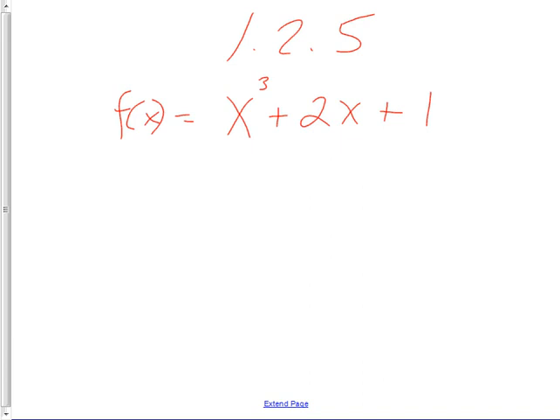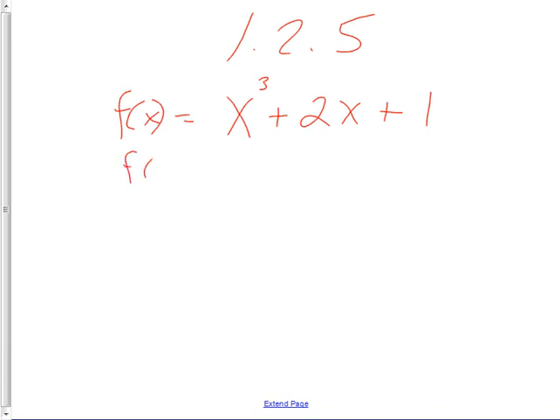Okay, so today is 1.2.5, but the first thing I want to do is review with you about finding odd and even. I'm going to do one with you, and then I'm going to have you do one. So here's a function, f of x equals x to the third plus 2x plus 1. That's a function. Now the question is, is it odd, is it even, or is it not odd, not even, and therefore a neither? So you can't just tell by looking at it. You have to do a little process.